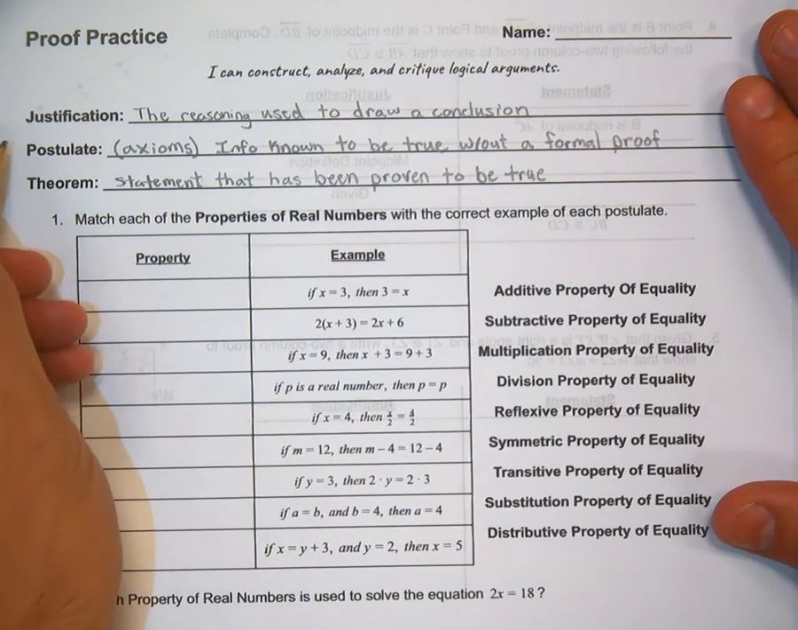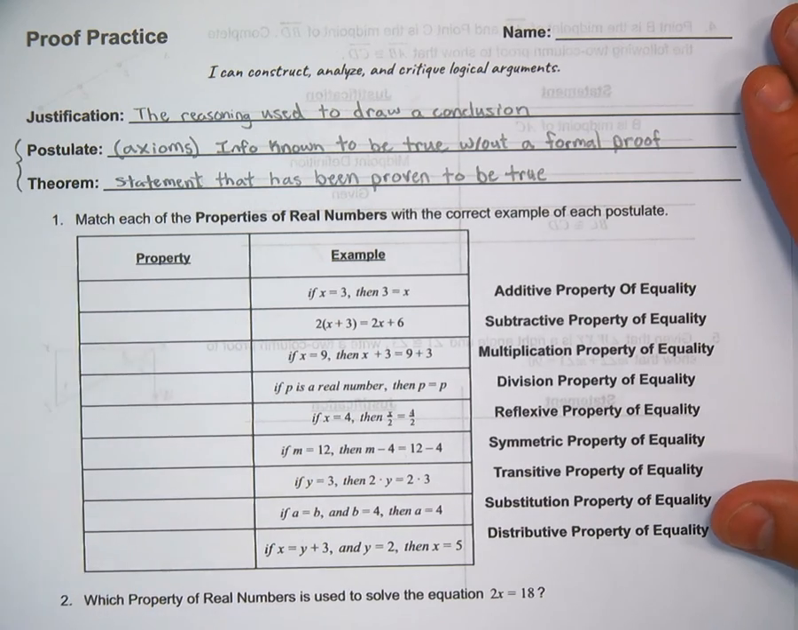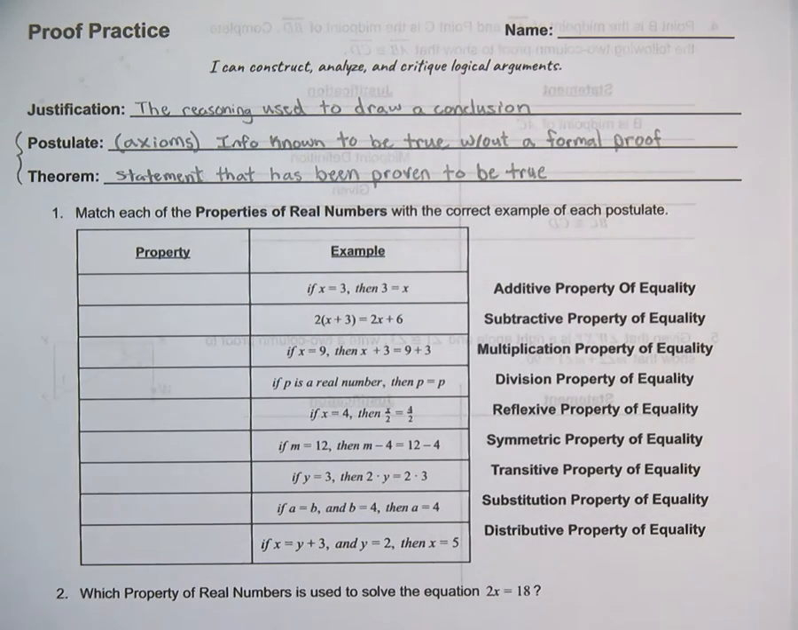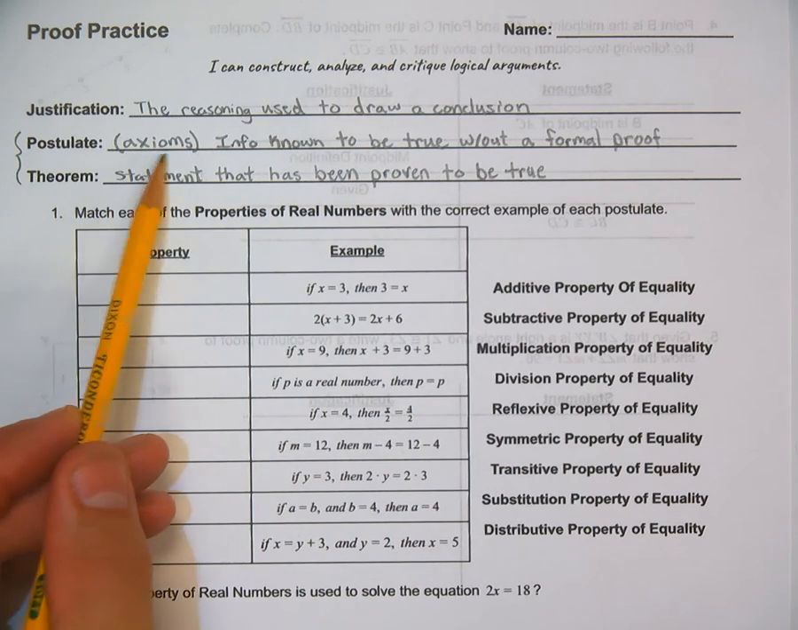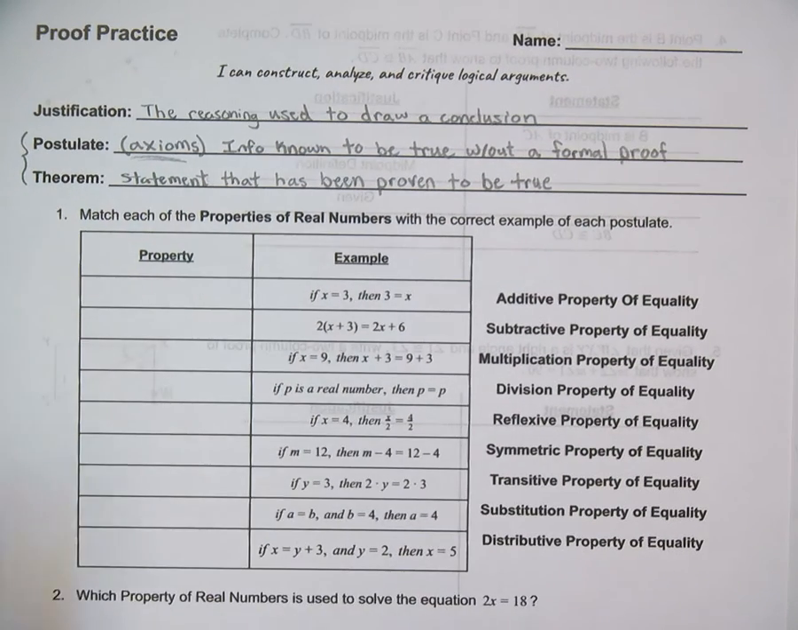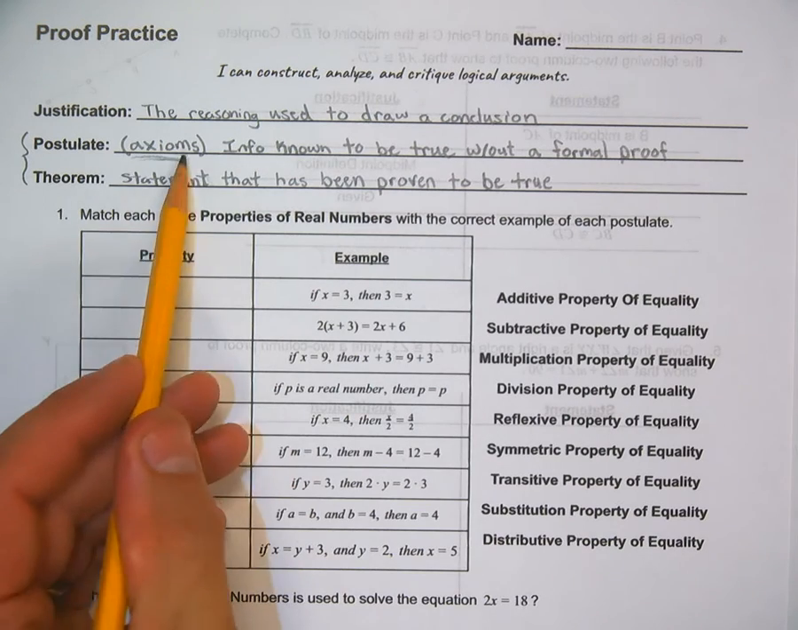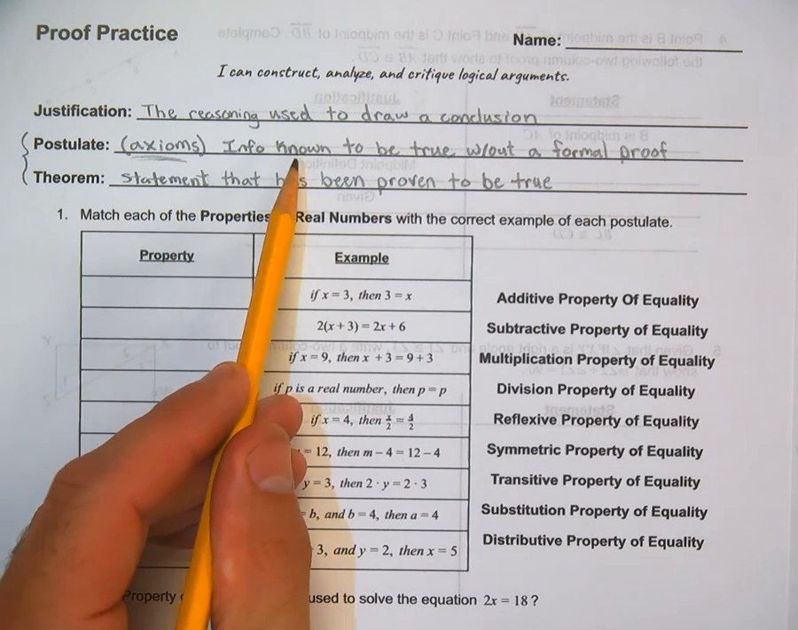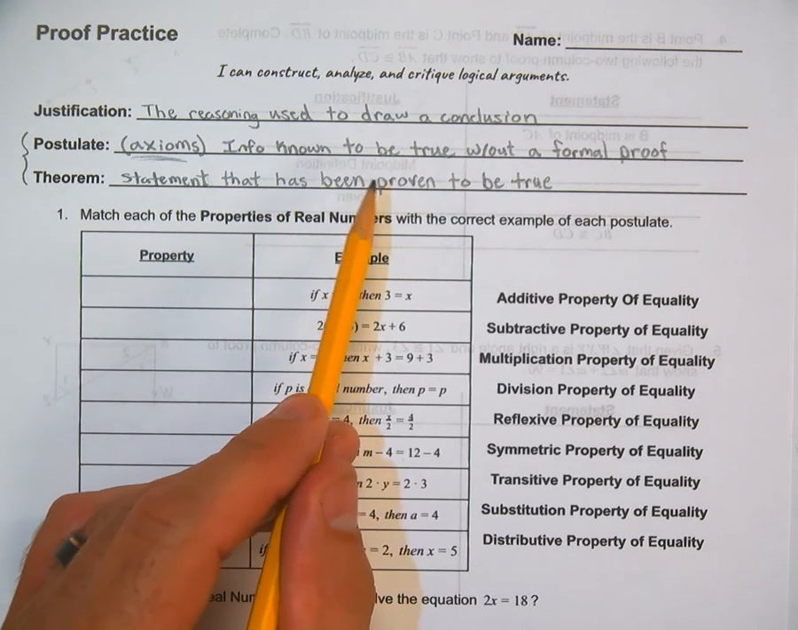Two other terms that are very particular to math and especially geometry are postulate and theorem. So postulates are also called axioms. They're a little different, but you don't need to know the difference at this level. It's just information that can be known without needing a formal proof.